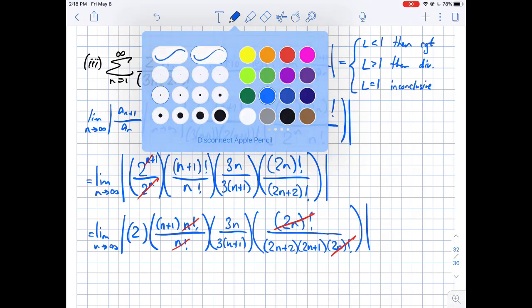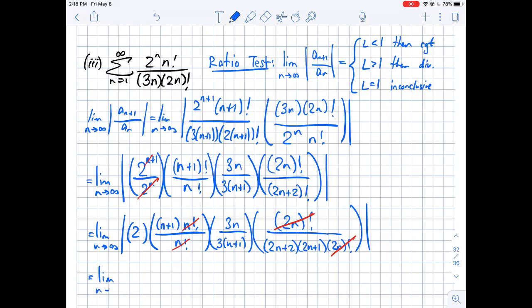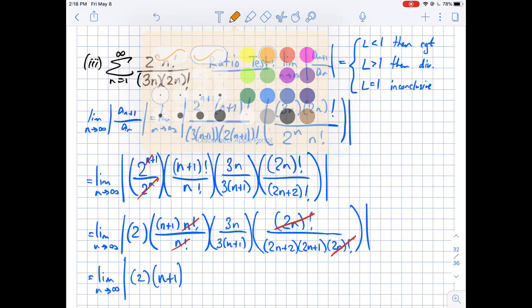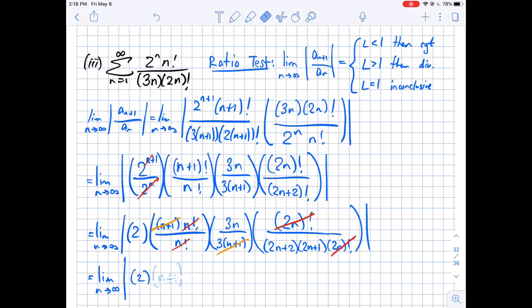Okay, so let's see what we have left over now, and hopefully this limit is going to be a lot easier. Okay, we still have this 2 at the start. We have an n plus 1. We can actually cancel that n plus 1. So here, let's cancel this n plus 1 with this n plus 1. Let's say that one and that one are going to cancel each other out. And now we are left here with just 3n over 3. And that's going to be multiplied by 1 over (2n plus 2) times (2n plus 1).